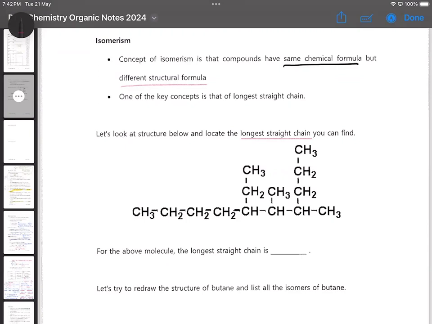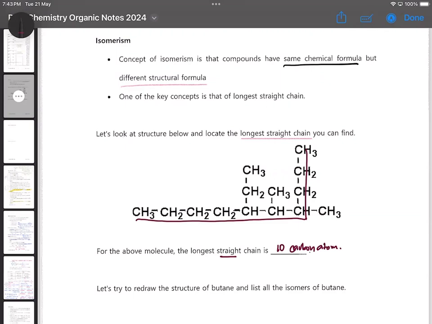In this case, the longest chain that we have, or the so-called longest straight chain, comprises this chain here. So altogether, in this longest straight chain, I have 10 carbon. We have 10 carbon atoms in the so-called longest straight chain.